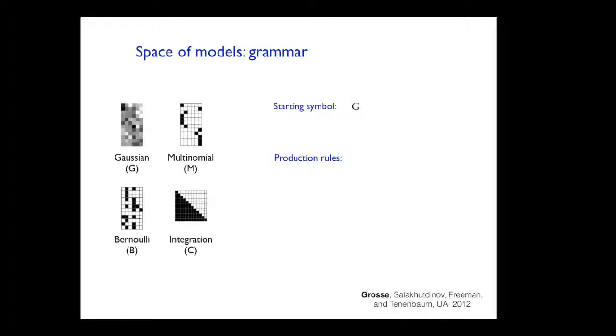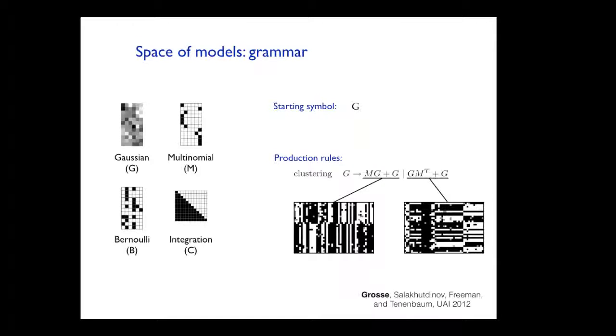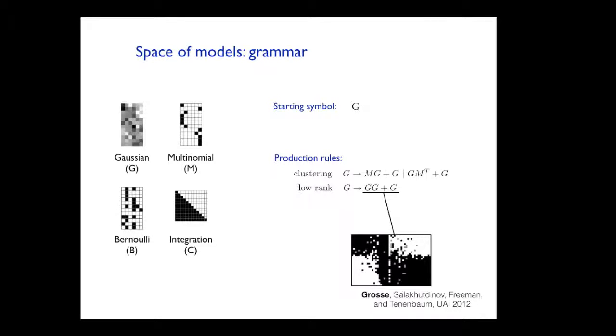But we don't want to examine every possible algebraic expression because there's such a large number of them to choose from. And so I'll narrow down the space by way of a context-free grammar. And so this grammar will define the space of models under consideration. The starting symbol of the grammar is the completely structureless model represented by the letter G. This assumes that all of the data are independent Gaussian random variables. We can add structure by applying various production rules. So in particular, anywhere in our expression that we have a G matrix, we can replace that with a clustering model, MG + G, where we cluster the rows. Or we can replace it with a clustering model, GM^T + G, where we cluster the columns. Or we could replace G with a low rank factorization, GG + G. This would correspond to a dimensionality reduction model.